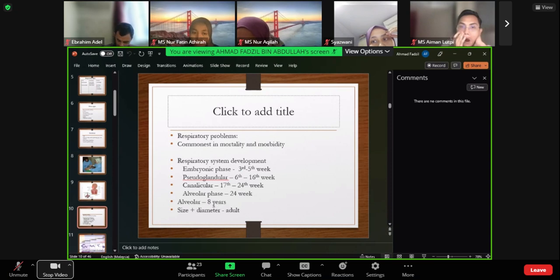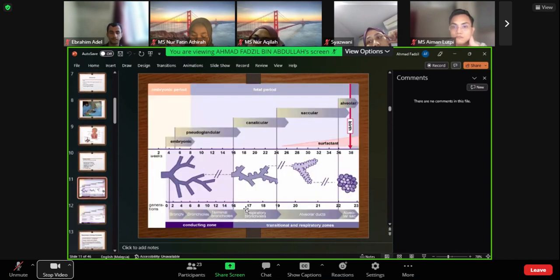After that, it stops. The number is permanent, but the size and diameter continue to grow during adulthood until you stop growing in height, and that is where the respiratory system stops developing. Okay.